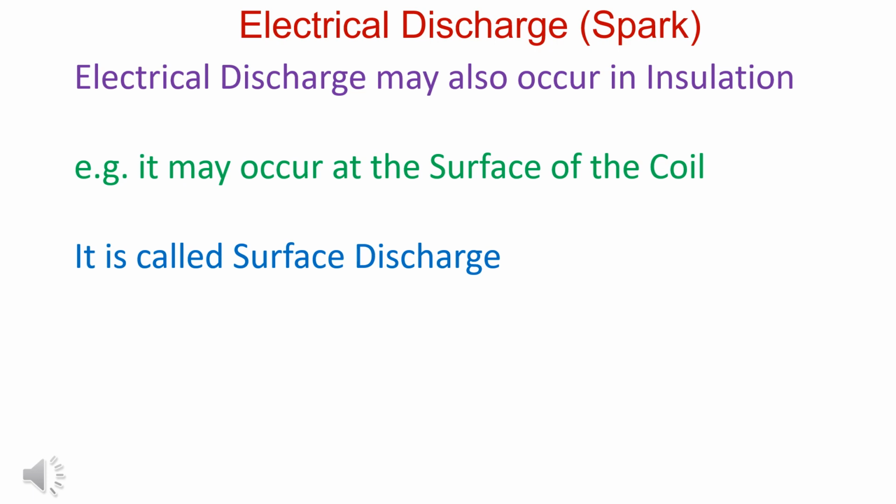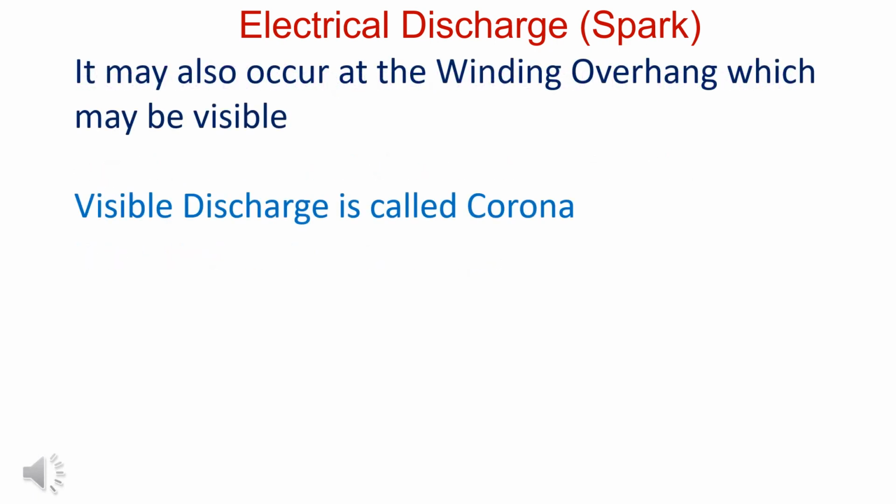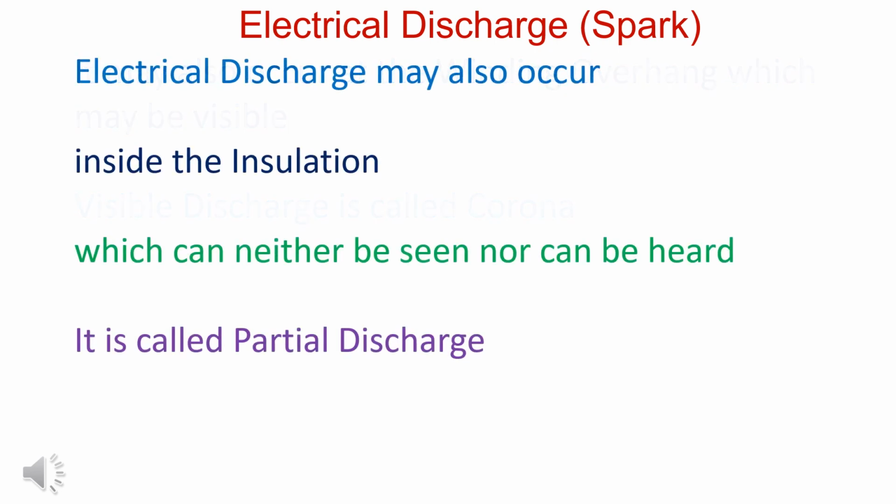Electric discharge is also observed in many places of insulation. When it occurs on the surface of the coil, it is called surface discharge. Electric discharge in the overhang portion of a coil may be visible. Visible discharge is called corona. It may also occur inside the insulation. It is called partial discharge.